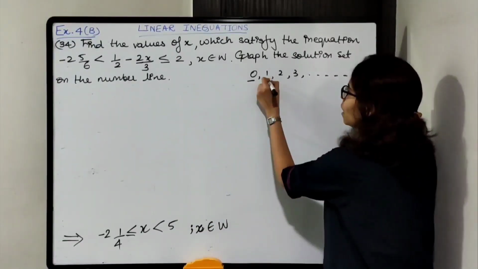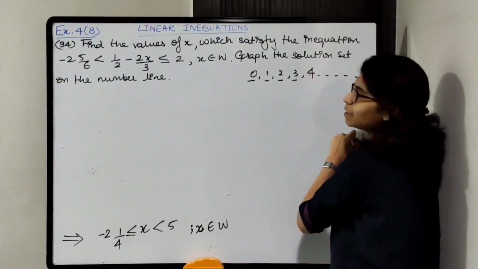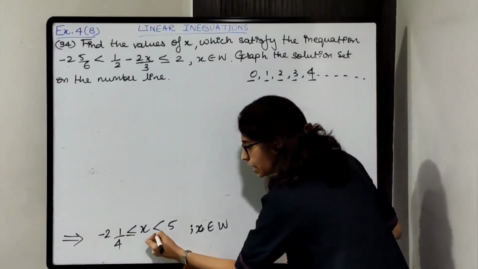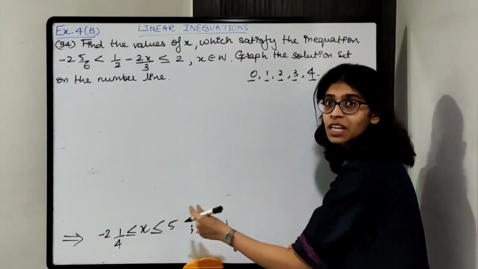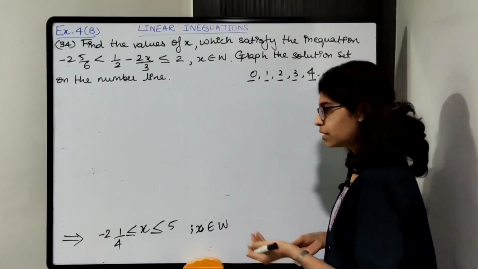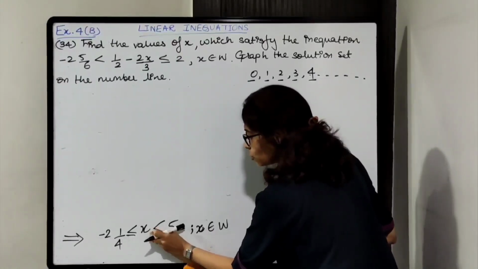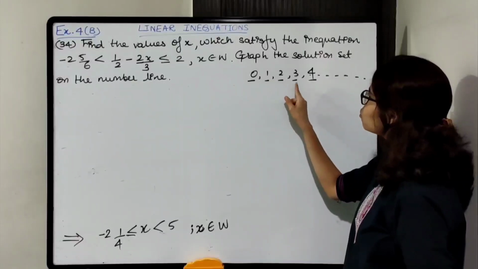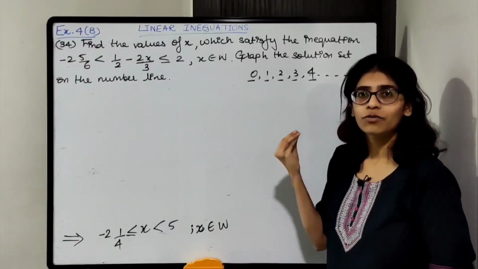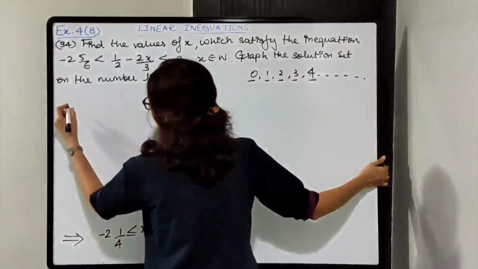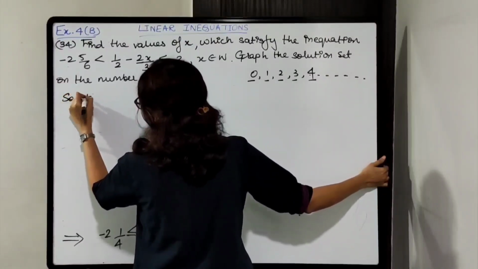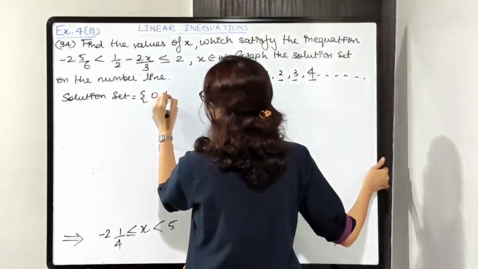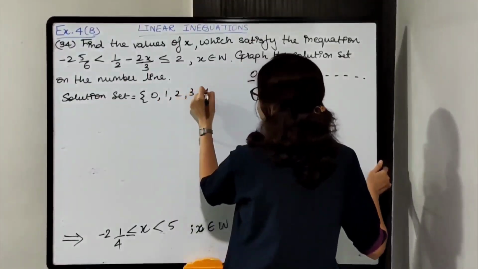So 0, 1, 2, 3 and 4 I can include. Okay? Will we include 5? No. Had it been equal to 5, if it was given, then we would include 5. But it is less than 5, so the maximum value will be 4. Okay? So 0, 1, 2, 3, 4 are the possible values of x. So the solution set will be 0, 1, 2, 3, 4.